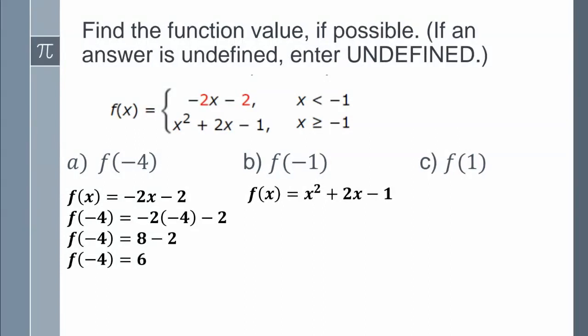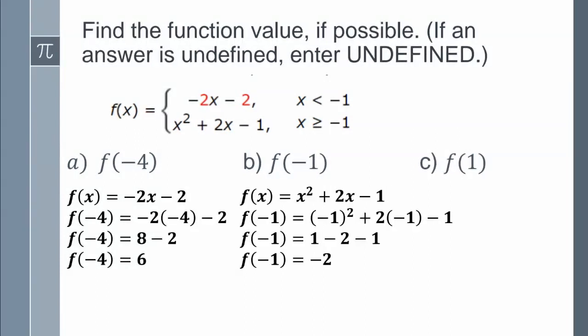Everywhere that I see x, I'm going to plug in a negative 1 to evaluate the function, and I'm going to get 1 minus 2 minus 1. 1 minus 2 is a negative 1. A negative 1 with a negative 1 is a negative 2. So my output is negative 2 when my input, x, was negative 1.